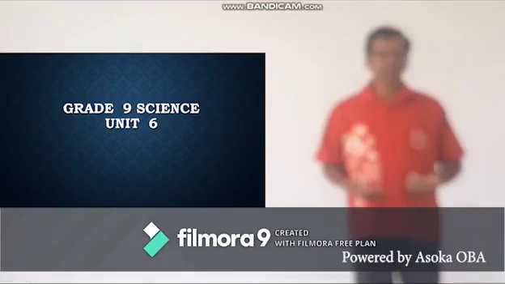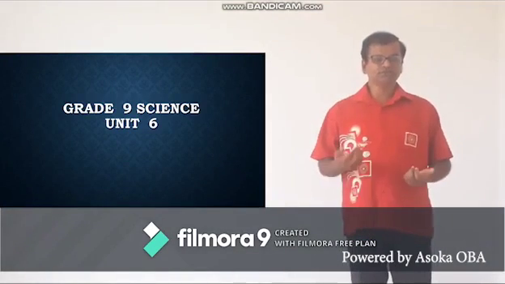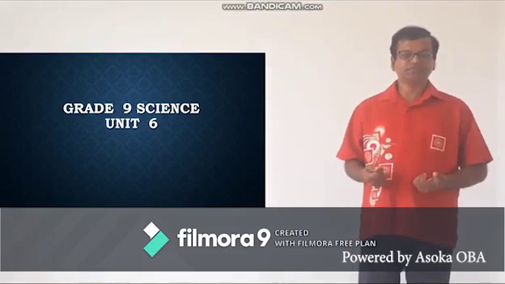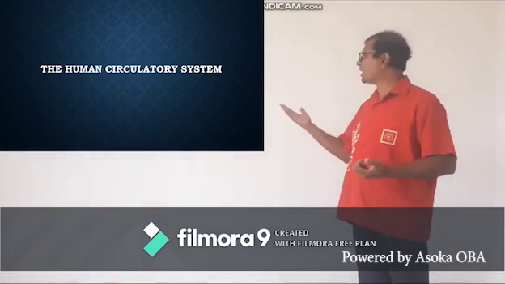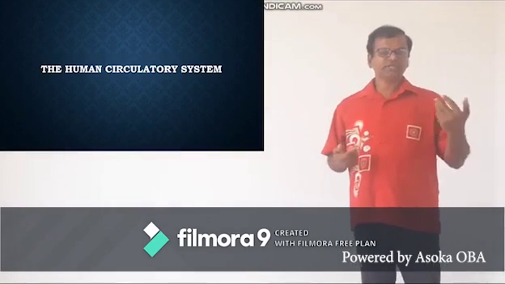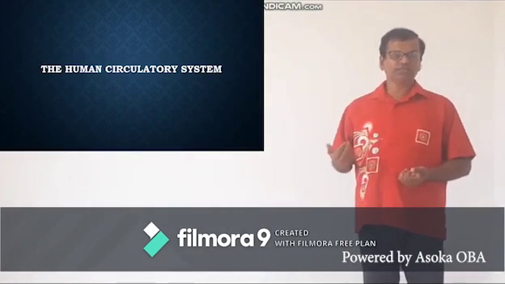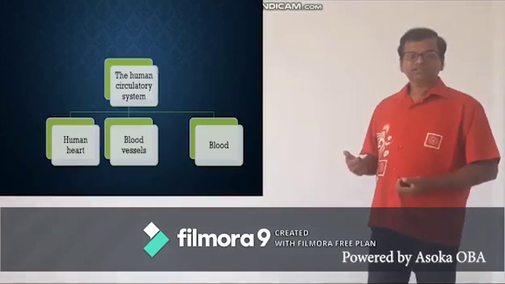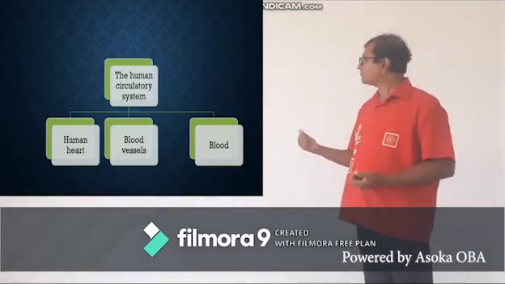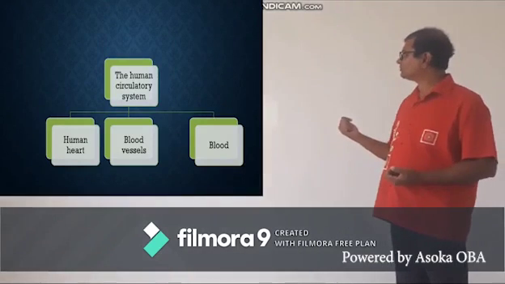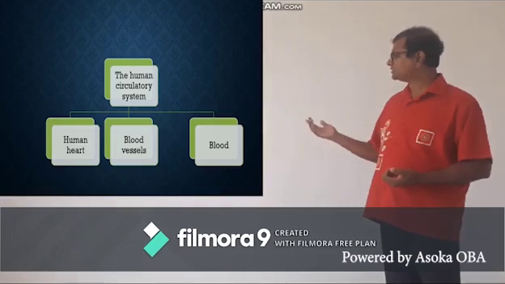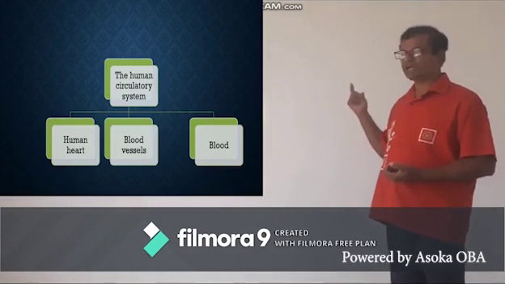Today I invite grade 9 children to study Unit 6, the human circulatory system. It's a biology lesson. It's very interesting to study biology. In this lesson, we have to study three components: human heart, blood vessels and blood.